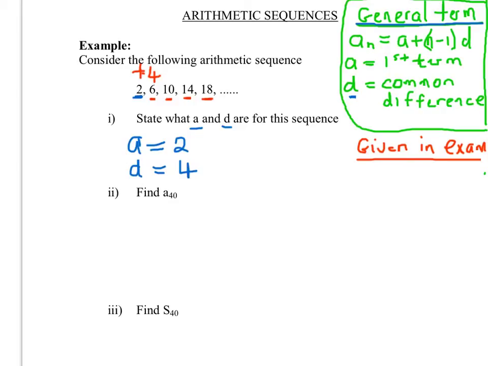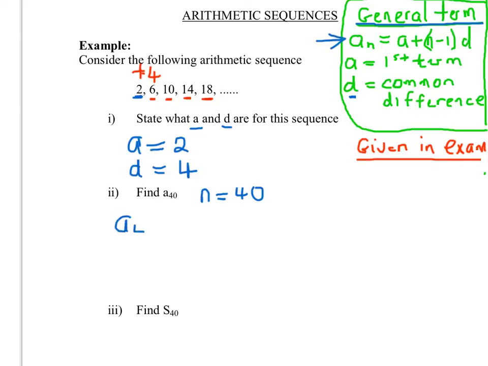Now for part 2, what I'm asked to do is to find a_40. Now I've been given a formula for the general term, so I'm going to use that. So in this case I'm looking for when n is equal to 40. So I'm going to put down n is equal to 40. And I'm going to fill out this formula here with everything I know.